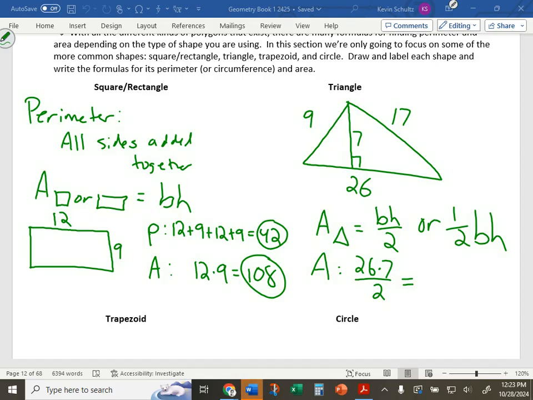Someone with the quick maths? 91? That's what I got. He's using a calculator. Yes, you're using it now.